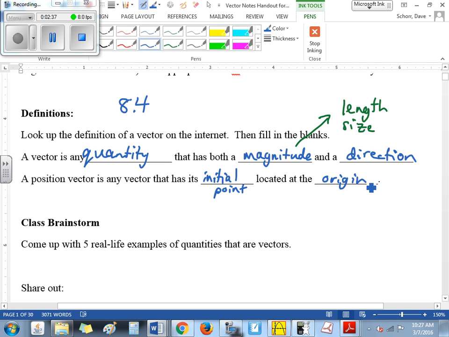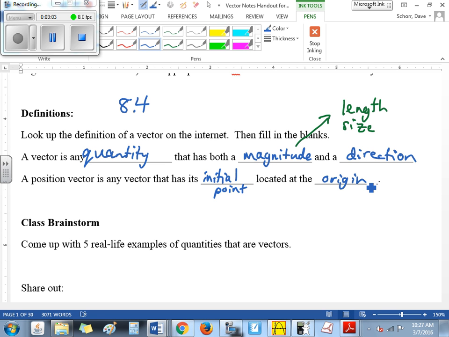Okay. Now I'd like to just take a few minutes of class time, see if you can come up with some examples of vectors. It can be anything that requires both a size and a direction. Okay? So I will start. And then you guys can brainstorm from there. One thing that always kind of needs direction attached to it is force.